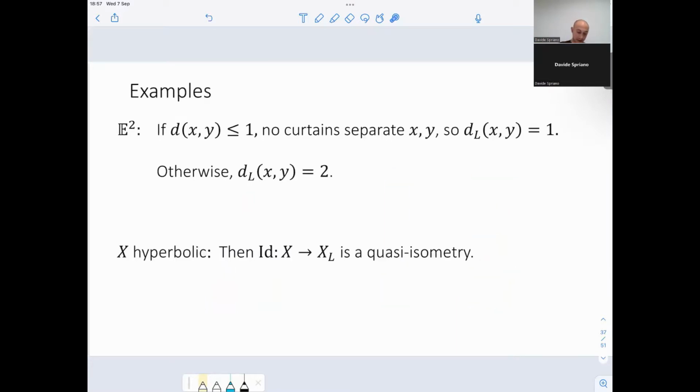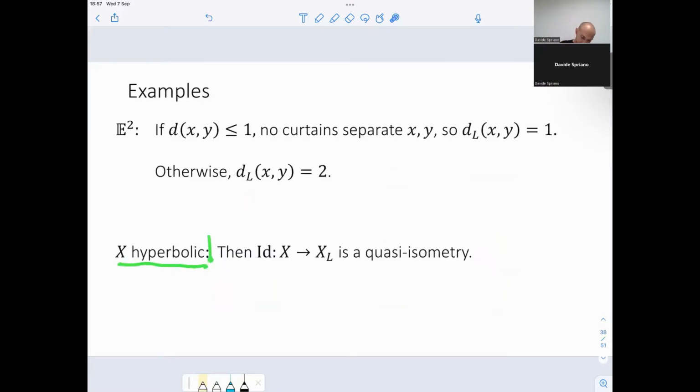Okay? And on the other hand, if we start with a hyperbolic space, then the identity from X to XL is a quasi-isometry for large enough L. So those are the two ends of the spectrum. On one side, the spaces are always bounded. On the other side, you get what you started with. And it is not surprising that the space for the Euclidean space is bounded, because there is no hyperbolicity there. So you don't expect to see anything.